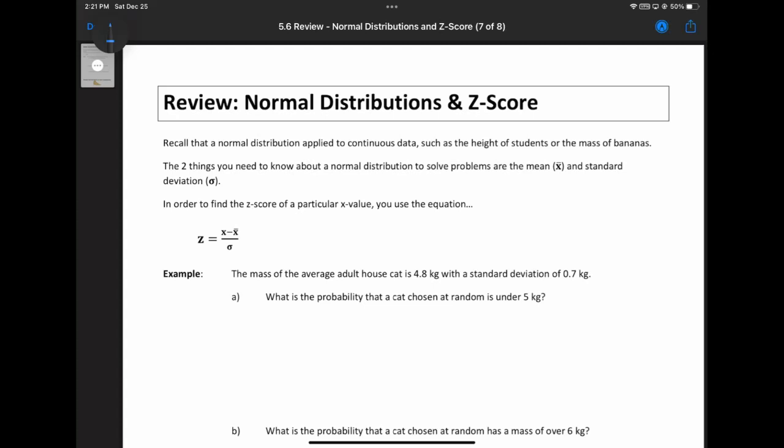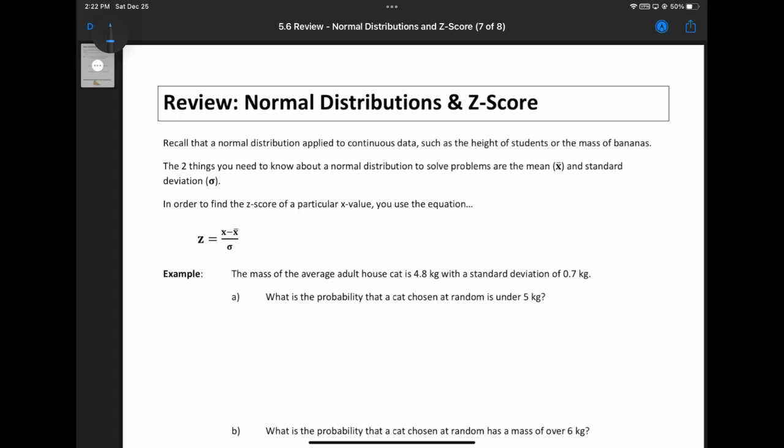Before we jump into our next topic, which is going to be normal approximations of binomial distributions, and that's as hard to say as it sounds, I figured we should probably go back and do a quick review of z-scores specifically, as well as normal distributions, just so that you're ready to actually move into that topic.